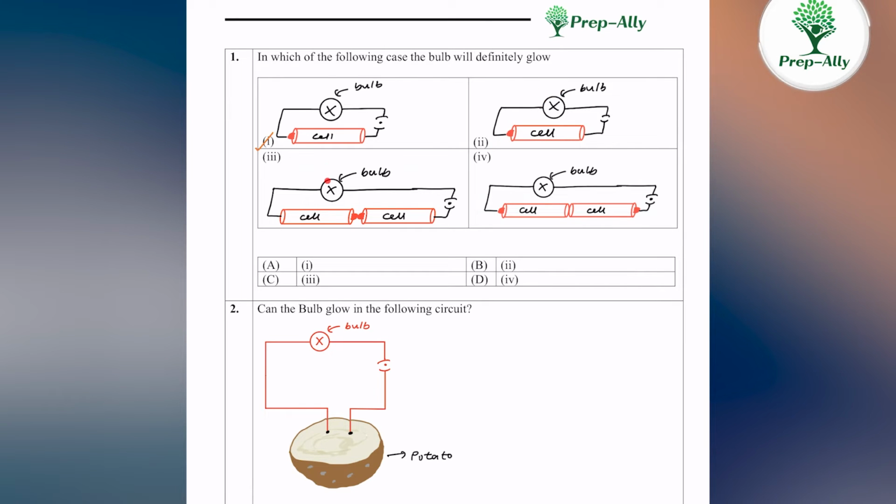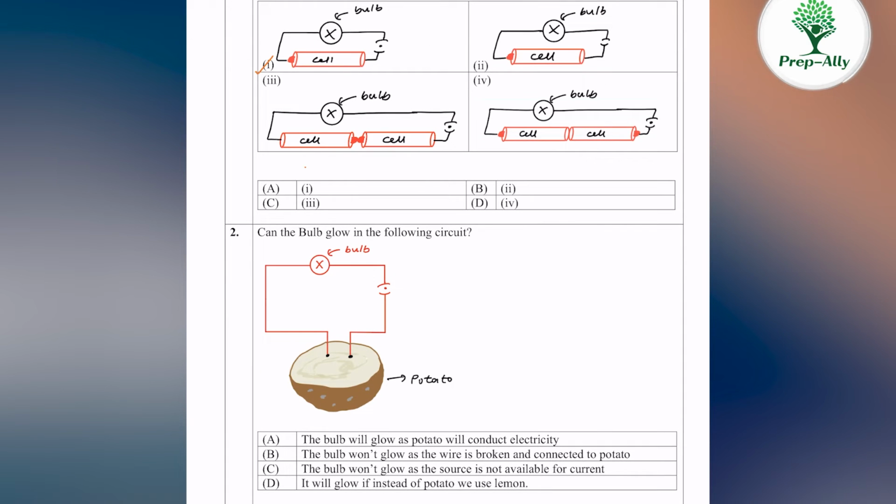Third case, you see here, the bulb is connected to the battery, but the batteries are connected in an incorrect manner. When the batteries are connected, the positive of the second should be connected with the negative of the first. Here both the positives are connected to each other. That means in this case it is not necessary that the bulb will glow.